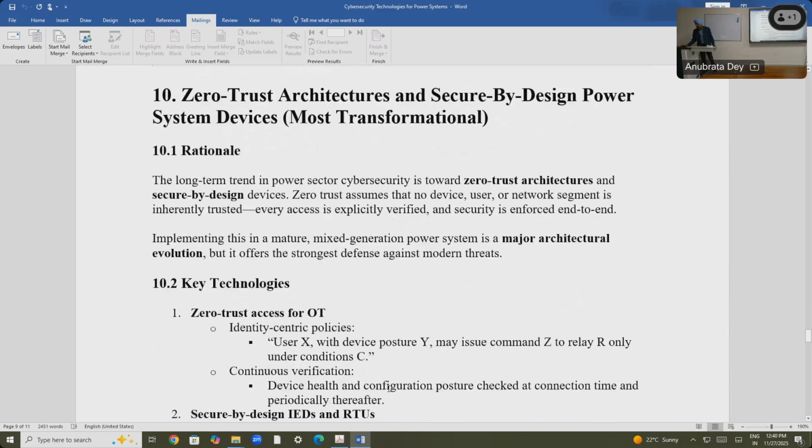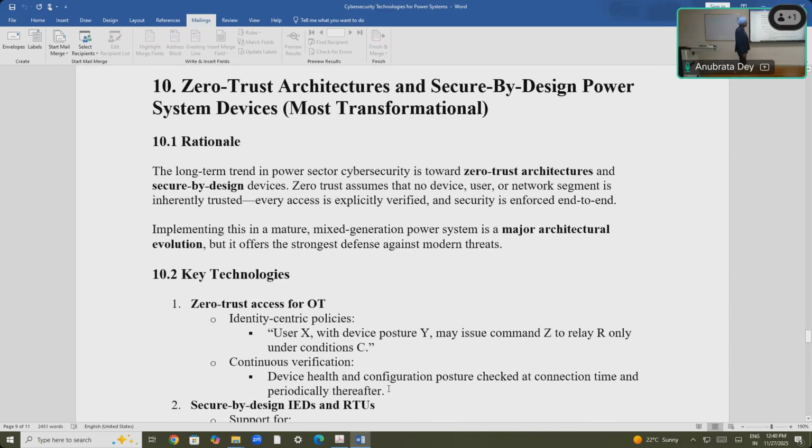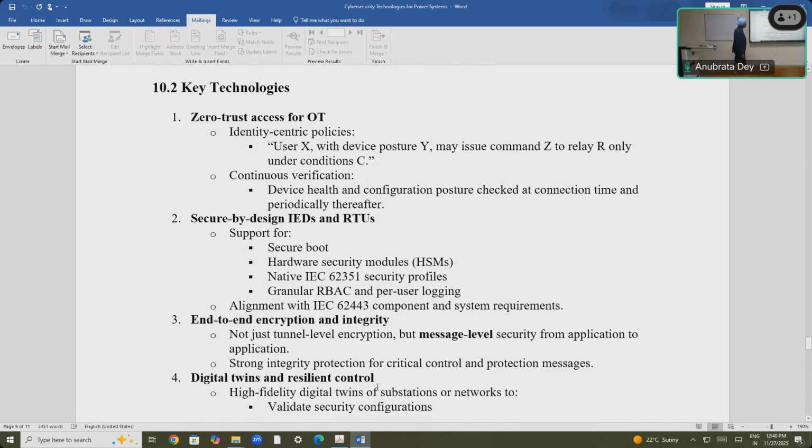And then the last one is zero trust architecture and secure by design power system. That's actually the most transformational and the highest difficulty to implement, which is the long-term. The device itself will have built-in cybersecurity in that. But that's again newer devices only. You are not going to have this in legacy devices. So zero trust for OT, which is identity-centric policies: user X with device Y may issue command Z to relay R only under condition C.